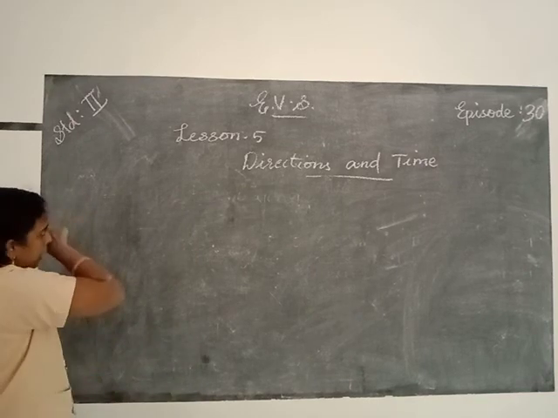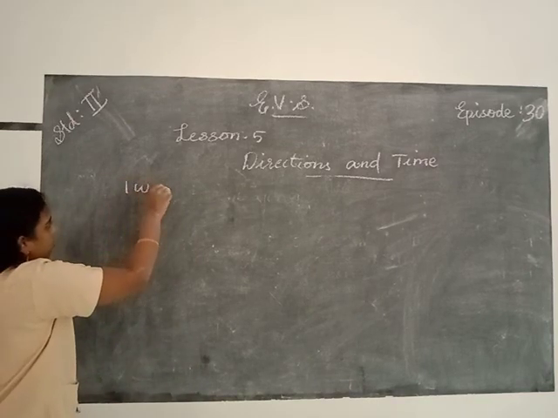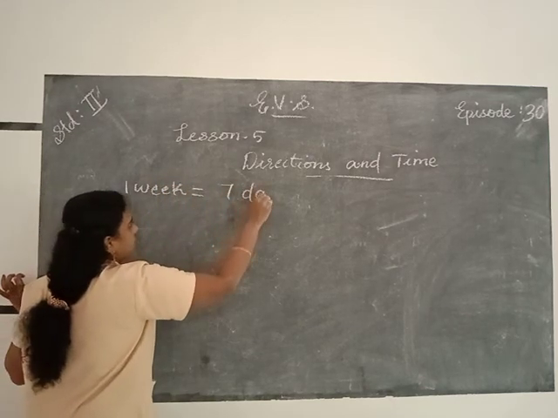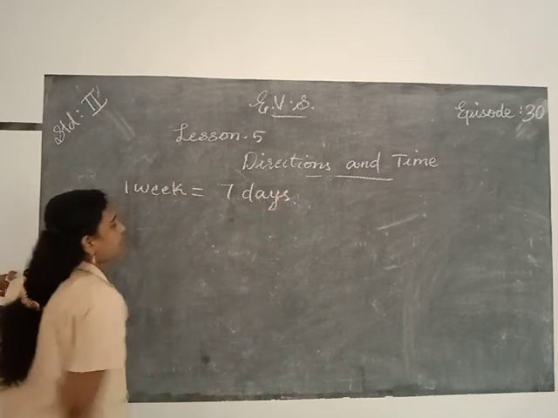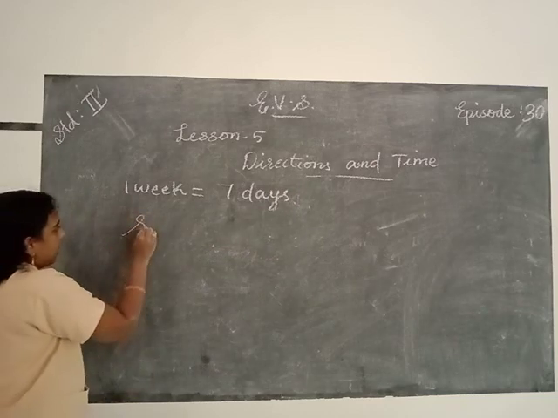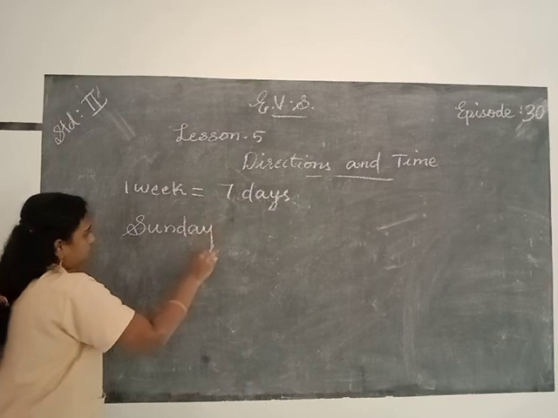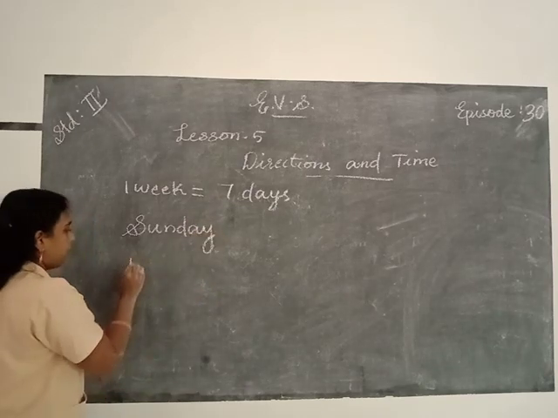And the days in a week. 1 week is equal to 7 days. And the first day in the week, that is Sunday. S-U-N-D-A-Y. Sunday.